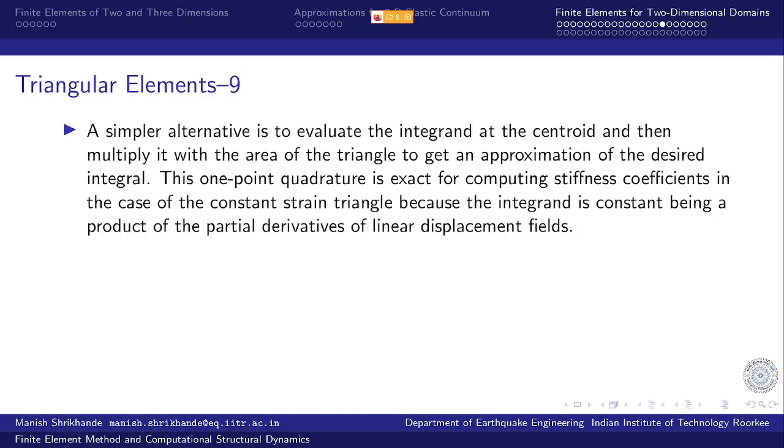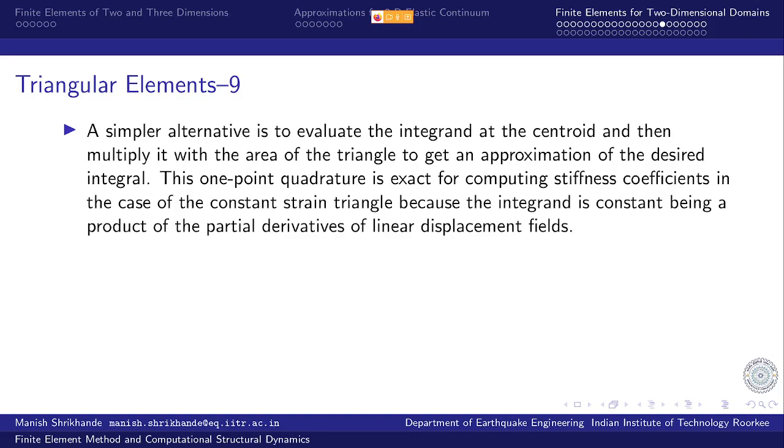Individual elements give element-level equilibrium equations, and then we accumulate contributions from different elements based on common nodes. The terms superimpose on each other based on shared degrees of freedom at common nodes, and eventually the global system of equations is developed, and subsequent to that the boundary conditions are imposed. So a simple alternative, as I mentioned, is to evaluate the integrand at the centroid and then multiply it with the area of the triangle to get an approximation of the desired integral.